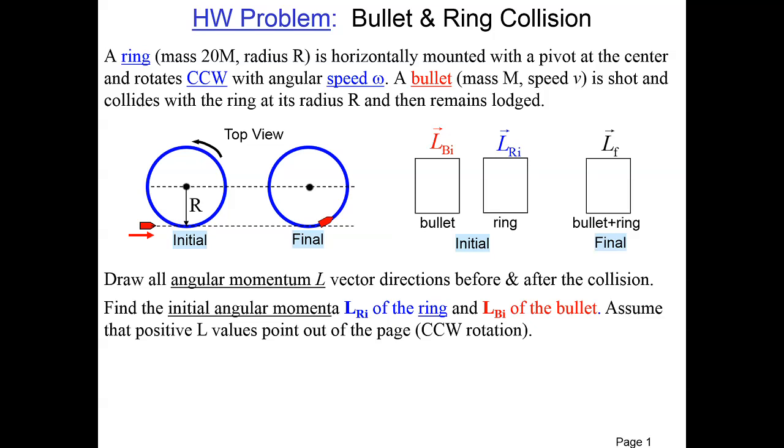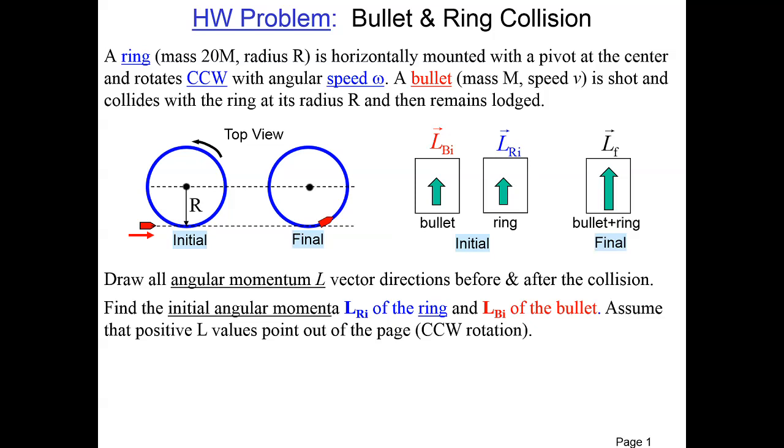So first we want to find the direction of the angular momentum. For the ring, it is rotating counterclockwise, and so using the right-hand rule, we find that the angular velocity vector is pointing out of the page, so we will call that positive. For the bullet, it's also moving counterclockwise where it hits the ring, so it's also positive. They're both positive, so we add them together, and that means our final angular momentum is going to be positive as well.